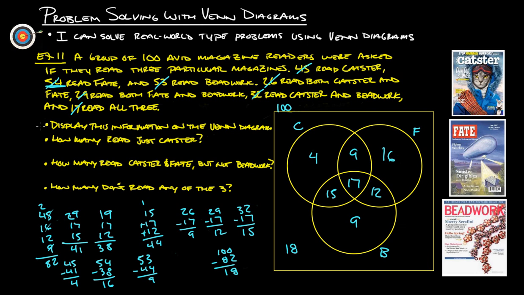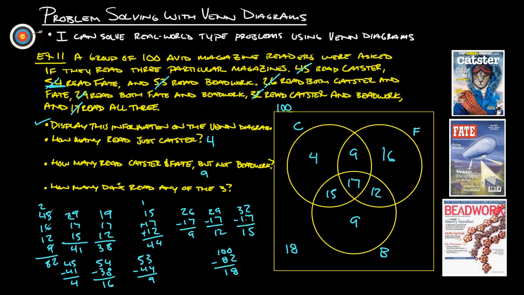Now that we've displayed the info in the Venn diagram, we've done all the hard work. Now we just use these numbers here to answer our questions. How many read just Catster? 4, because there's our just Catster group, right? How many read Catster and Fate, but not Beadwork? So Catster and Fate in here, that's these two, but not Beadwork. So we'd have to cross that out, and we get just 9 for that.